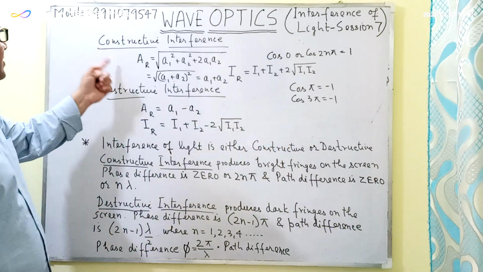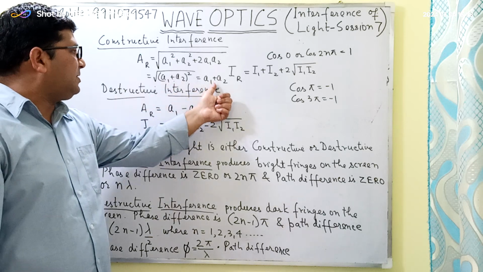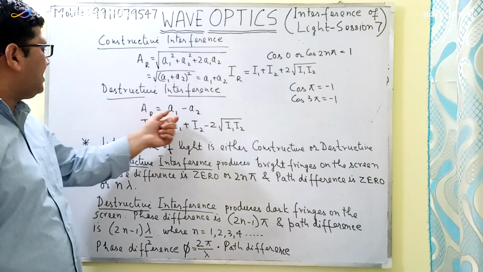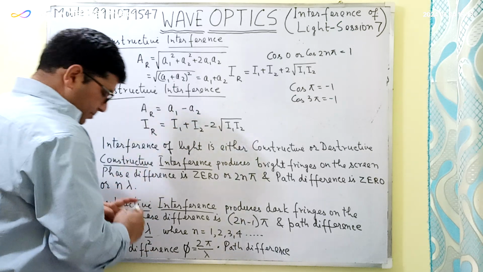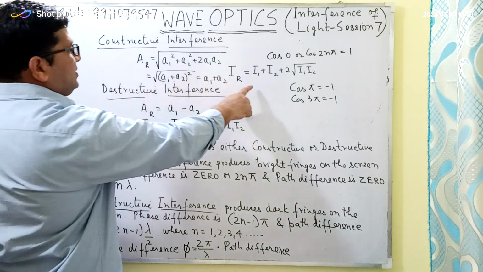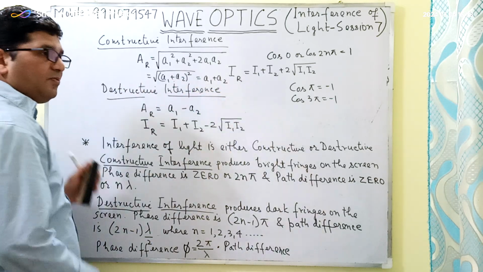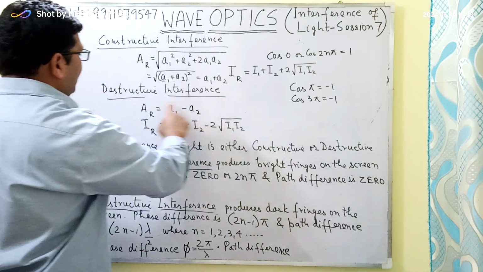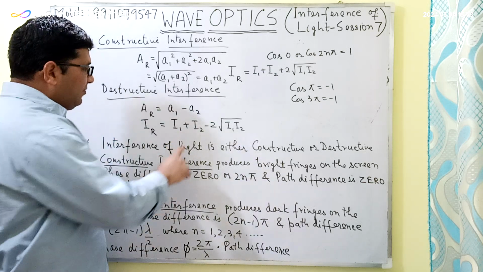So in the case of constructive interference, we get the maximum amplitude, that is A1 plus A2, and in the case of destructive interference, we get the minimum amplitude. Similarly, in constructive interference, the intensity of the resultant light wave is maximum, and in destructive interference, the intensity of the resultant light wave is minimum.